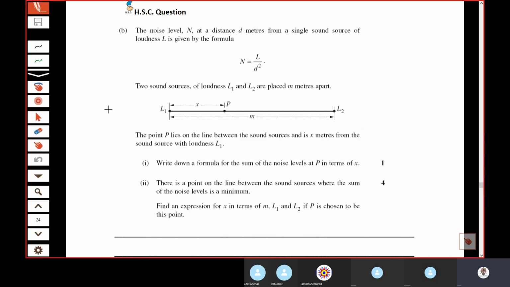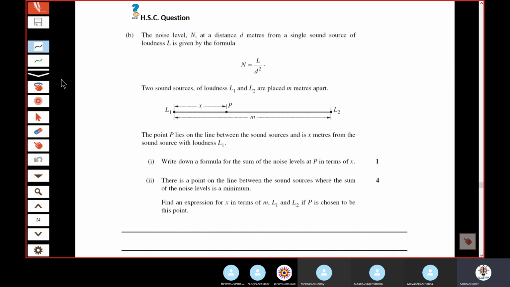All right, have a read of it first. The noise level N at a distance d meters from a single sound source of loudness L is given by this formula. Fair enough.